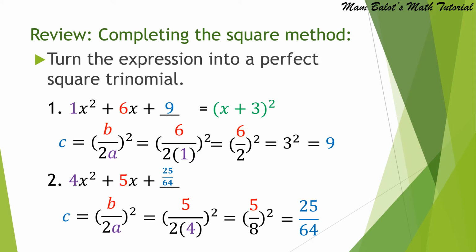And turning into a square of a binomial, we can have the square root of 4x squared, which is 2x. And then we have plus, which is the sign of the middle term. And then the square root of the last term, which is 25 over 64, is 5 over 8. So we have (2x plus 5 over 8) squared.